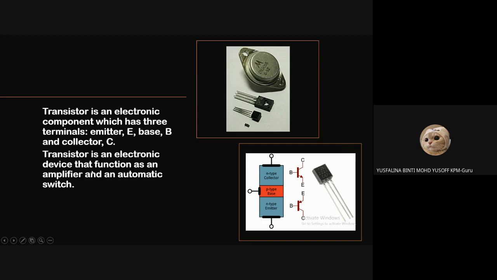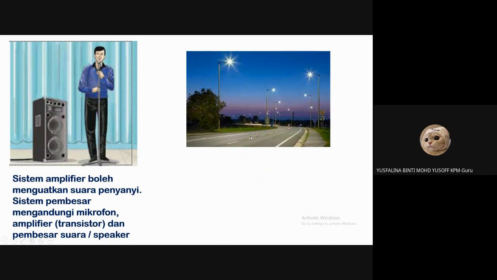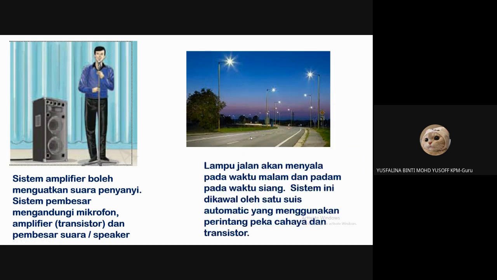The transistor is an electronic device that functions as an amplifier and automatic switch. So the transistor can be used to amplify the sound, and also can be used as a switch. This is an example of the transistor. This is in Malay, but I will just explain it in English. It says here the amplifier can make the voice of the singer become louder.